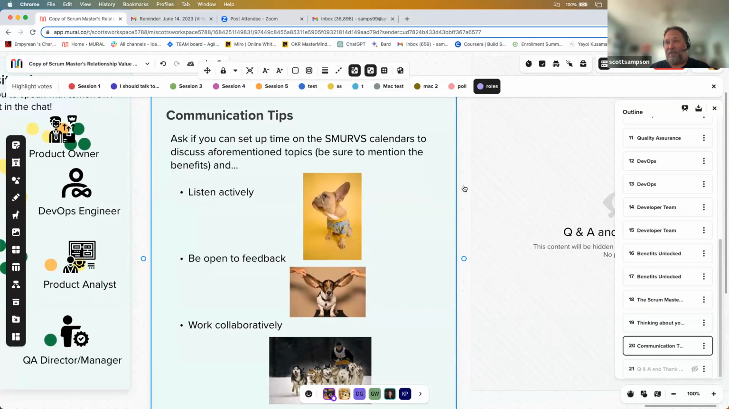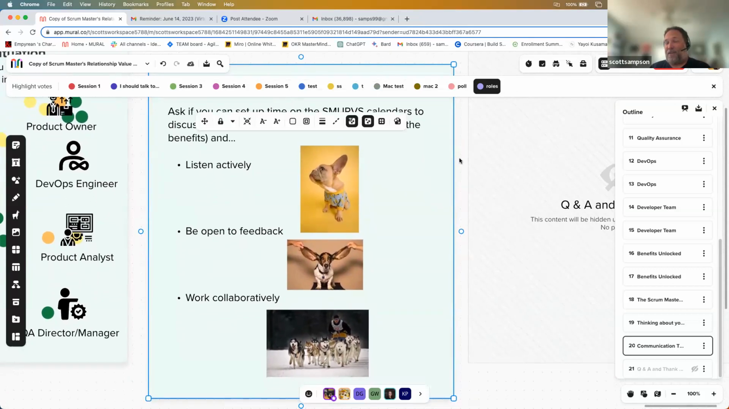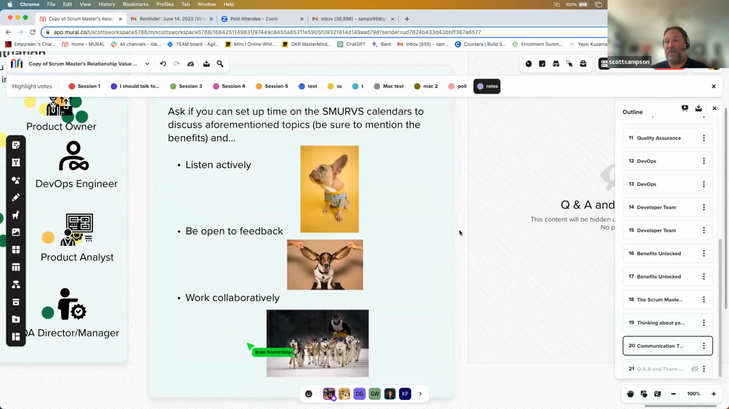Communication tips: listen actively. Also be open to feedback. You might hear things that you don't want to hear, or weren't expecting to hear. That's okay. You know that they are being honest then, and that's an opportunity to shine, right? You can jump in there and see how that can be handled, fixed, improved. And then work collaboratively, if I can say that word, with any of the SMERVs that you've identified that you want to reach out to, or that you are reaching out to, and help them and become more valuable for yourself, for the team, for the company.